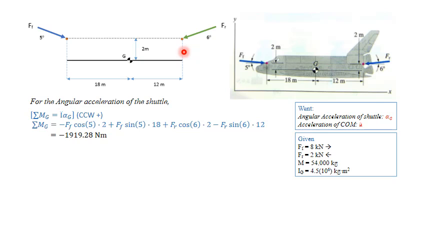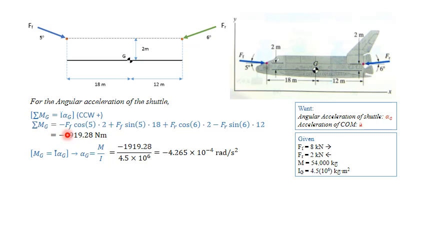That's going to equal negative 1919.28 Newton meters. The negative symbol simply indicates that it's going in the opposite direction to our sign convention. Hence, it's going to be counterclockwise. Sorry, clockwise. So for the angular acceleration of the shuttle, we're simply going to make angular acceleration the subject. So rearranging the rotational motion equation, angular acceleration is going to be equal to the sum of moments divided by the mass moment of inertia.